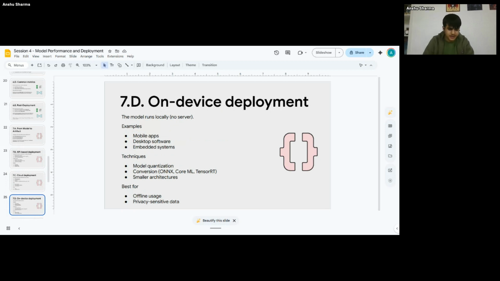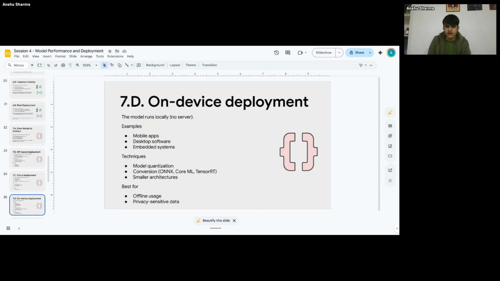You can also use some conversion, like ONNX, which is widely used; TensorFlow, Core ML, TensorRT, all of these you can use. And you can also just switch out your model for a smaller one, right? Just use a smaller model. So this is a big advantage. Why might you want to do on device deployment? Because once your model is on the device of the end user, they can actually just use it offline. They do not need to be connected to the internet, because the model is on them.